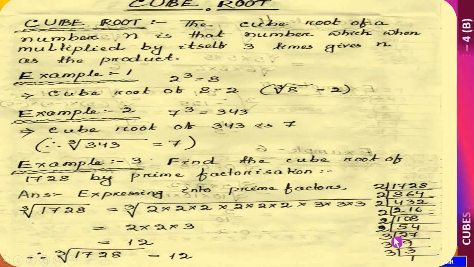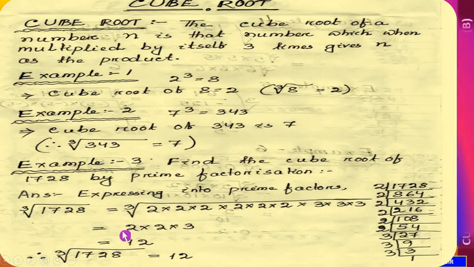Now division by 2 is not possible, so take 3. 3 9s are 27, then 3 3s are 9, then 3 1s are 3. So expressing into prime factors, we get 1728, cube root of 1728 equal to cube root of, how many 2's are there, you count, 1 2 3 4 5 6, 6 2's are there, into 3 into 3 into 3. Now make it into triplets. This is one triplet, this is another triplet and this is another triplet.